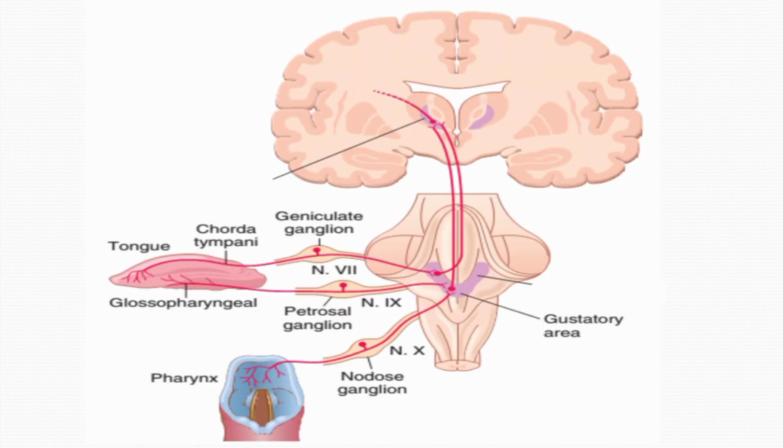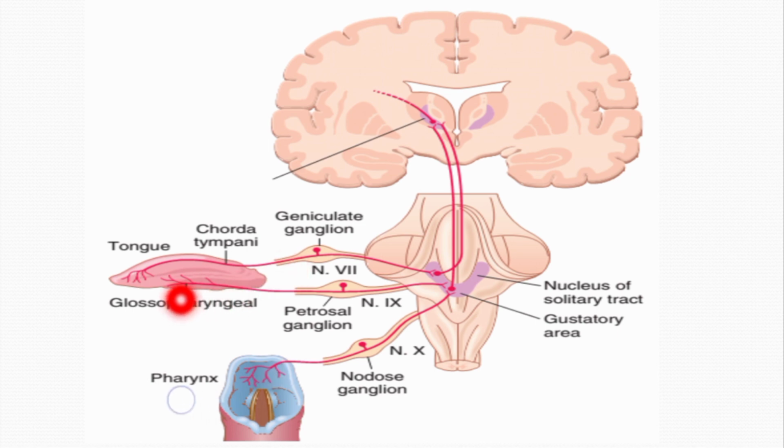Now let us discuss what is the taste pathway. So here you are seeing the taste pathway. Basically the first order nerve fibers arise from the taste receptors and pass to this nucleus of the tractus solitarius which is present in the brainstem. Now here one thing is important, that from the anterior 2/3 of the tongue, these first order nerve fibers pass along the lingual nerve and then through the chorda tympani branch of the facial nerve.